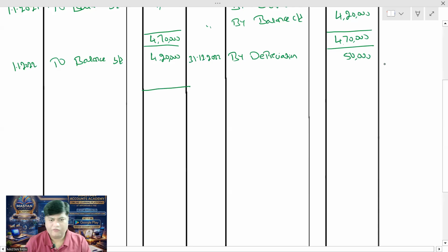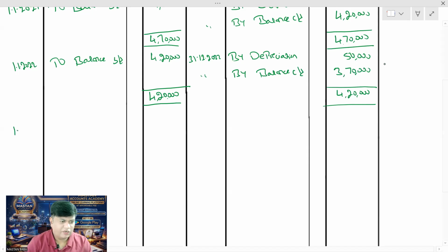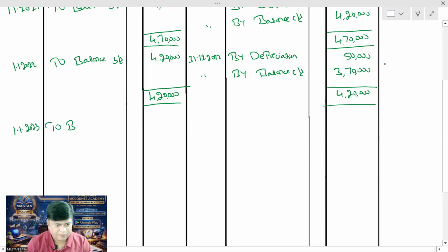So 4,20,000 and 50,000 deducted from this 4,20,000. Take the biggest amount on both sides, 4,20,000 here and also here. 4,20,000 minus 50,000, how much will we get? 3,70,000. So by balance carried down. Students, the simple procedure is the first model, mainly 3,70,000. Just for 3 years, but to show the last 4th year balance, write 1/1/2023, again to balance brought down.